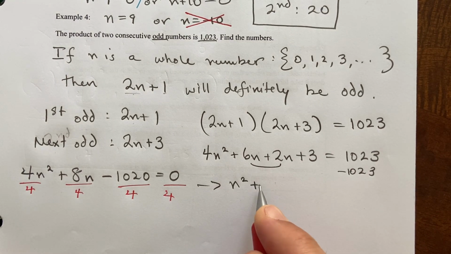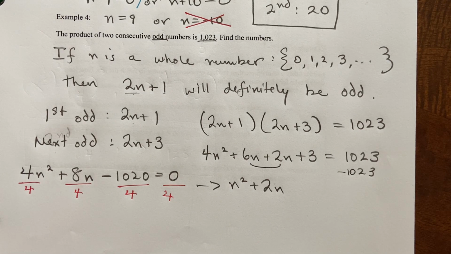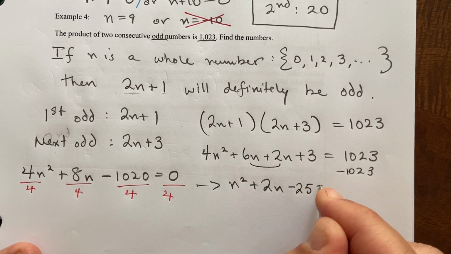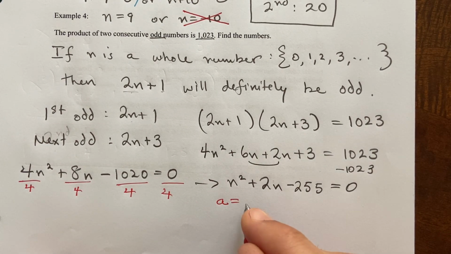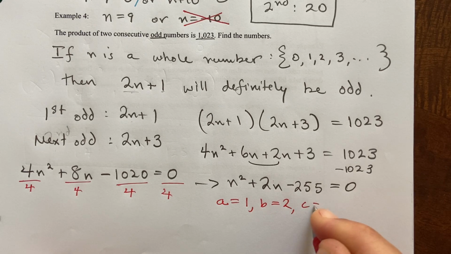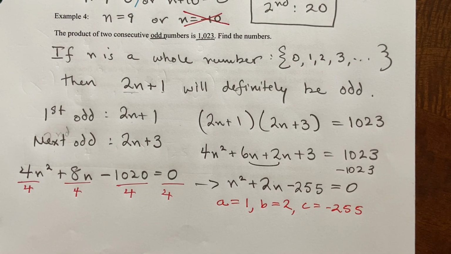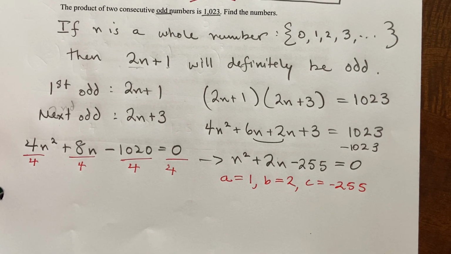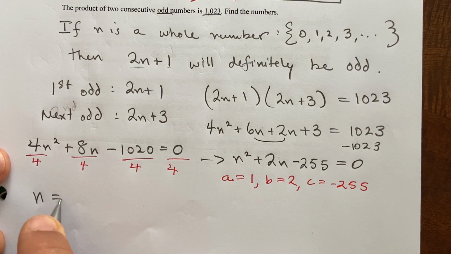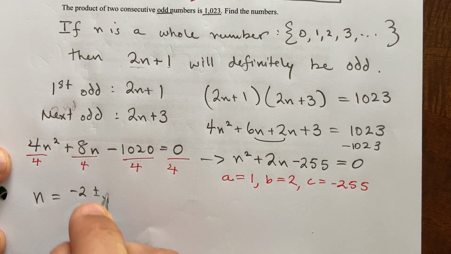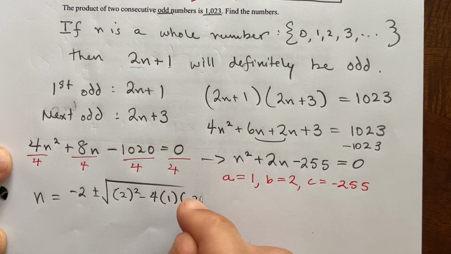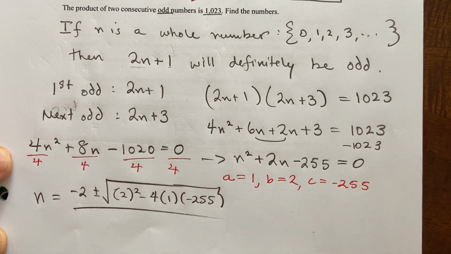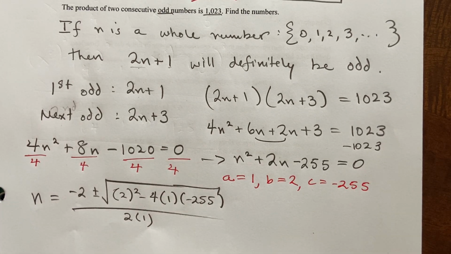So n squared plus 2n minus 255 equals 0. So I can maybe use the quadratic formula in this case. I'll use a is 1, b is 2, and c is negative 255. All right, so n equals the opposite of b, plus and minus the square root of 2 squared minus 4 times 1 times negative 255, all over 2 times 1.